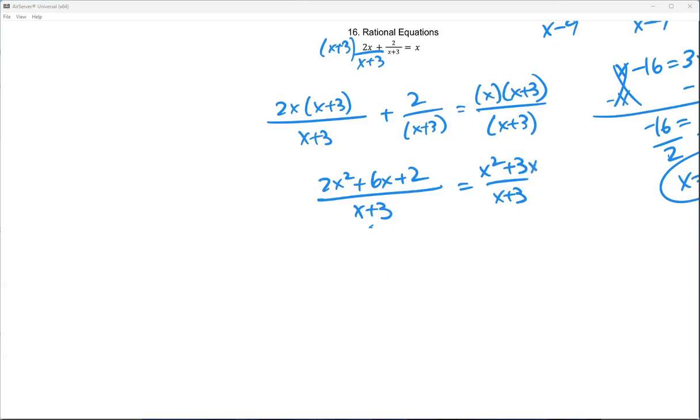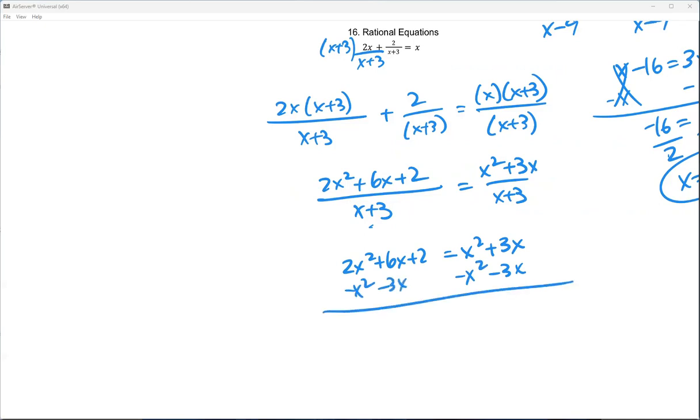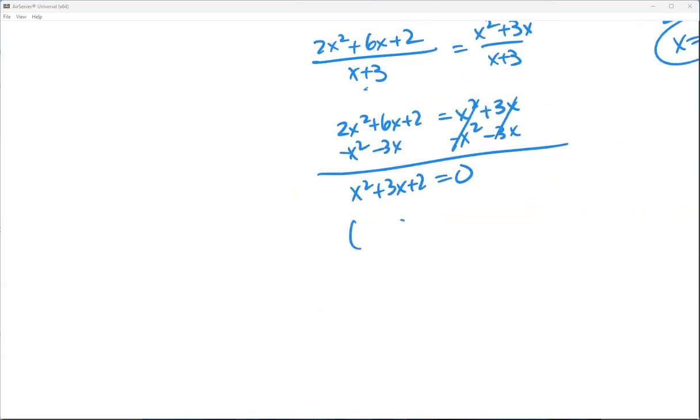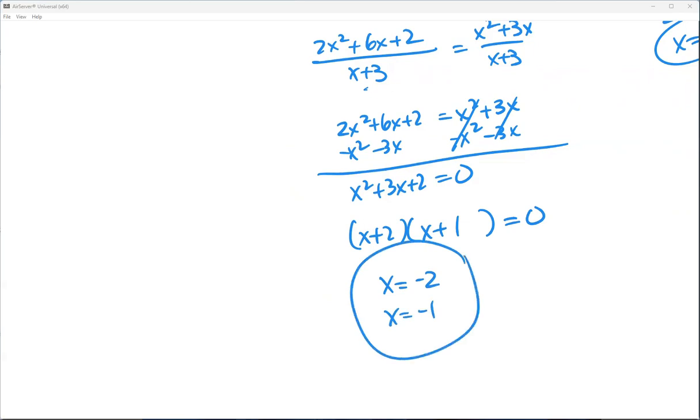This is x right here. So if you combine like terms, it'll be 2x squared plus 6x plus 2 is equal to x squared plus 3x. Then you subtract the 3x, subtract the x squared. And this is x squared plus 3x plus 2 equals 0. Then you have to factor this out. It'll be x plus 2, x plus 1. If you do that, x is equal to -2, x is equal to -1. And these are your two answers. And they could be extraneous, but we're going to deal with that later on. Okay. Hope this helps. Thank you.